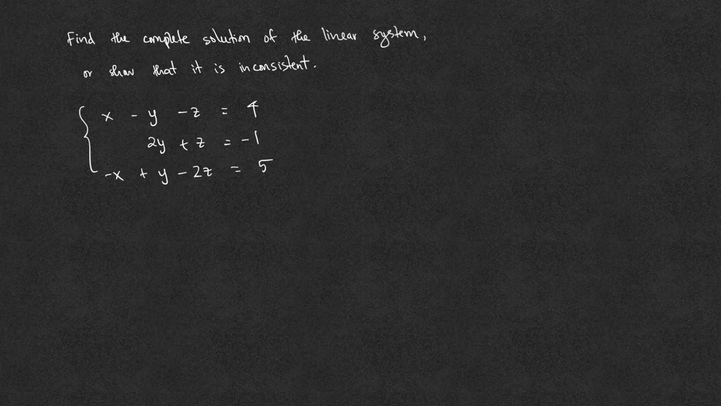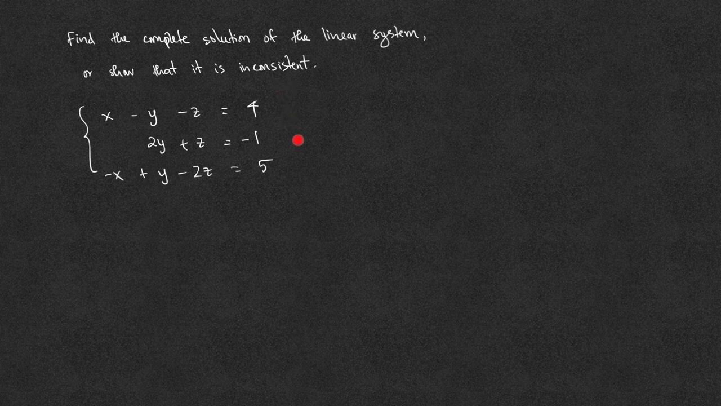Find the complete solution of the linear system or show that it is inconsistent. x minus y minus z equals 4, 2y plus z equals negative 1, negative x plus y minus 2z equals 5. The goal is to turn this system of equations into an equivalent triangular system.